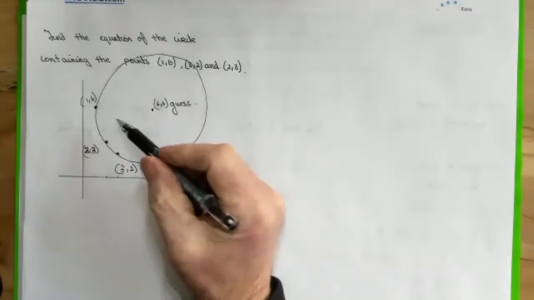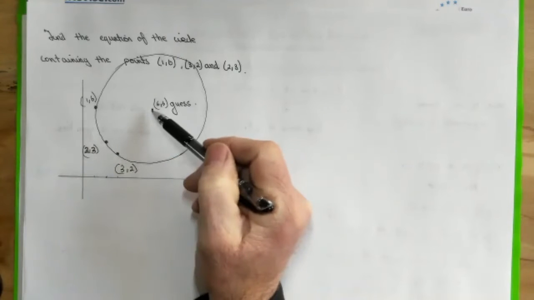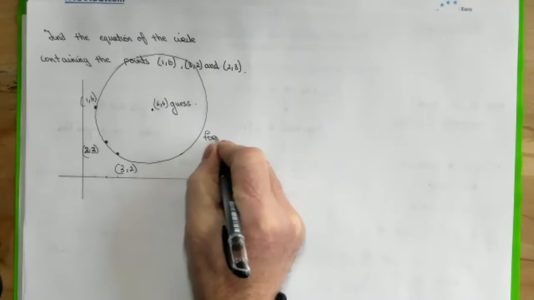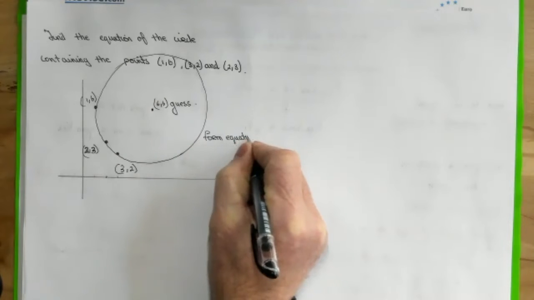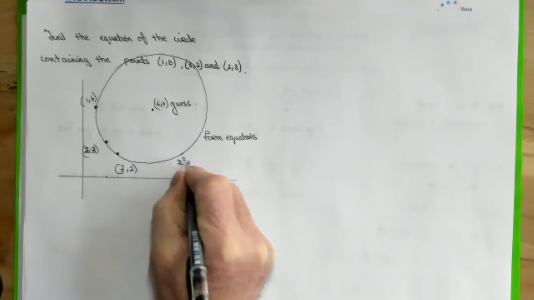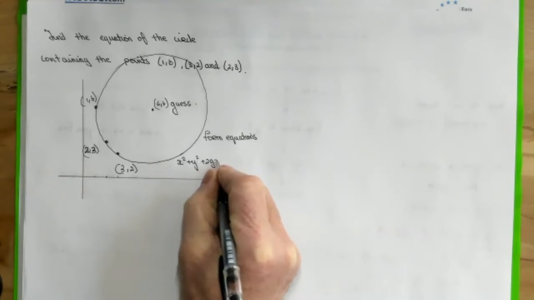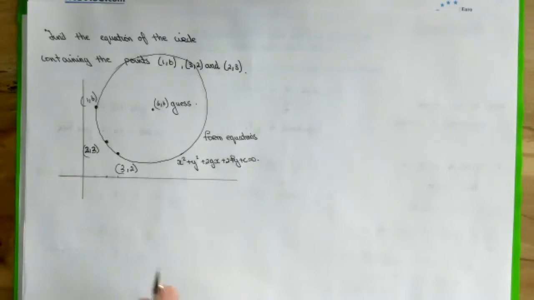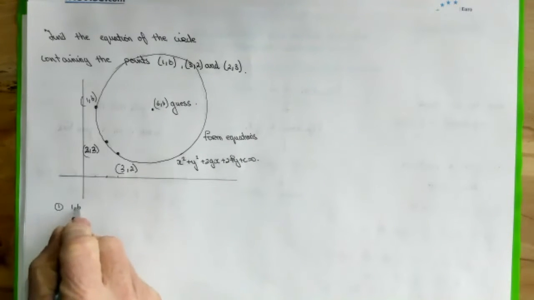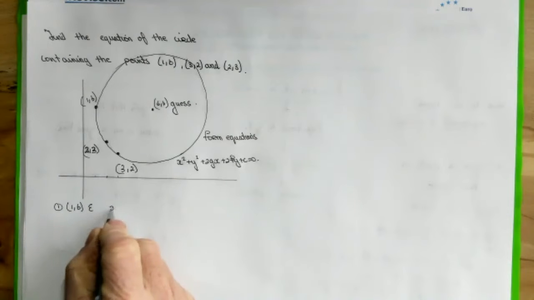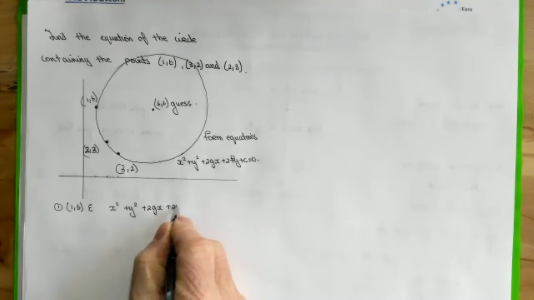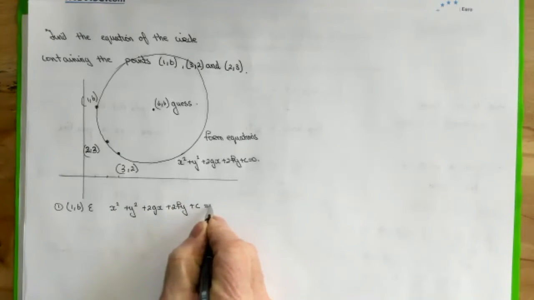Now, from these three points, I can't find the center and the radius directly. Well, I could, but it's a roundabout way. So therefore, I say to myself, I form equations. And this circle is called x squared plus y squared plus 2gx plus 2fy plus c equal to 0. So my first equation is that (1, 6) is an element of x squared plus y squared plus 2gx plus 2fy plus c equal to 0.